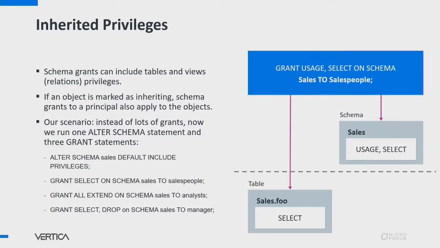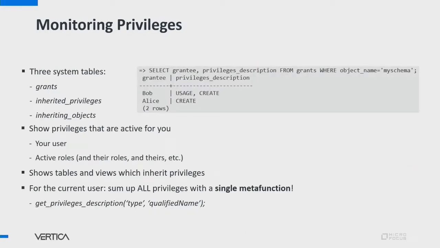This mechanism does not work for user-defined functions. Inheritance can be set on a per table or per view basis, and the schema default is only for new objects in the schema. Remember to alter table or view for already existing relations. To monitor privileges, three system tables are available: grants, inherited privileges, and inheriting objects. For the current user, sum up all privileges with a single meta function, GET_PRIVILEGES_DESCRIPTION, which is very, very convenient.